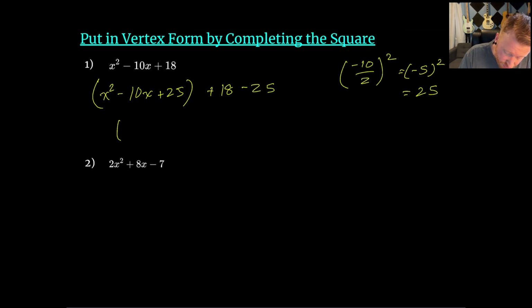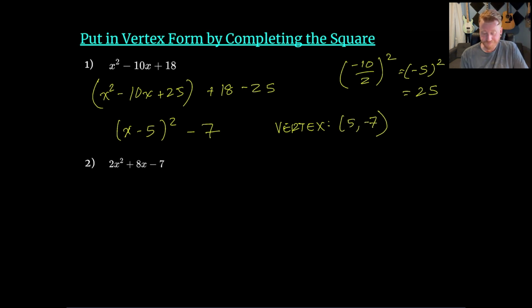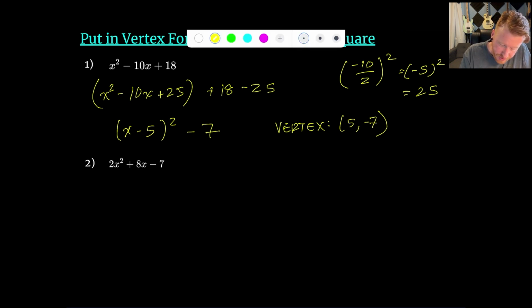So that tells me that I can write this as x minus 5. We have a minus here separating them. So I've got x minus 5 squared. And then 18 minus 25 is minus 7. So this tells me that once I have it in this form, the vertex is at (5, negative 7). I could have also used that negative b over 2a to figure out the vertex, but this is also a way to do it.